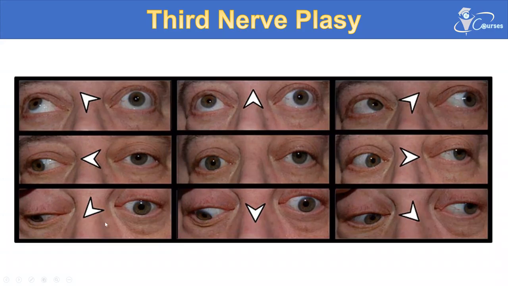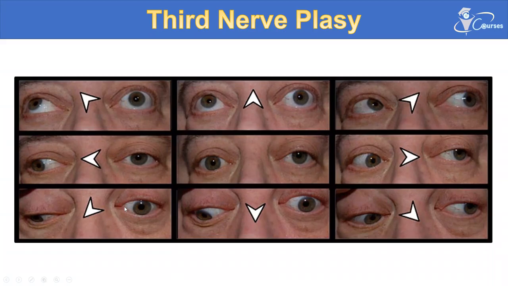And when trying to look down and in, like if the patient is asked to look to his nose, there will still be limitation. But why? This should be the action of the superior oblique. This is where the superior oblique is maximally acting. Actually, the patient cannot look down and in because of the paralysis of the medial rectus as well. So he cannot bring his eye toward the medial side.